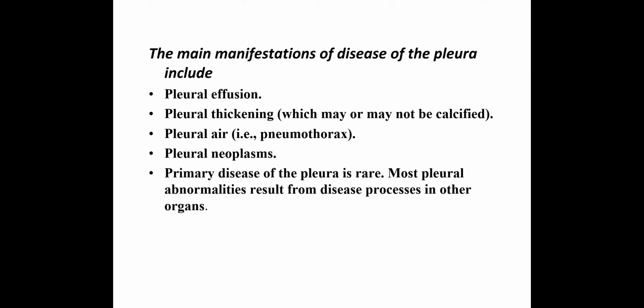Manifestations of diseases of the pleura include the patient being found during workup to have pleural effusion or pleural thickening, which may or may not be calcified, pleural air within the pleural cavity, which is pneumothorax, or pleural neoplasms. Primary disease of the pleura is rare. Most pleural abnormalities result from disease processes in other organs.